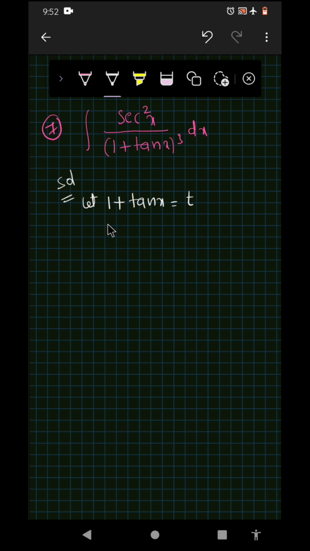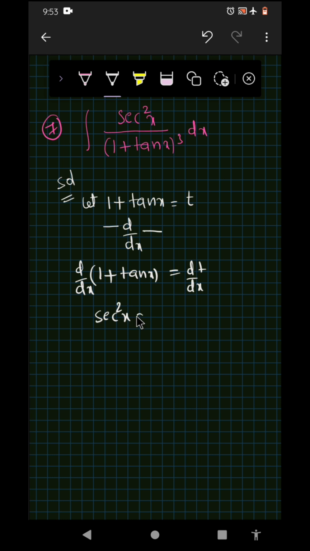So now derivate on both sides with respect to the x. Then we get that here d by dx of 1 plus tan x is equal to d by dx of t. D by dx of 1 is 0 and d by dx of tan is secant square x. Take the dx this side, it becomes secant square x dx is equal to dt. So now we got the value of the secant square x and dx combinedly, and 1 plus tan x is equal to t only.